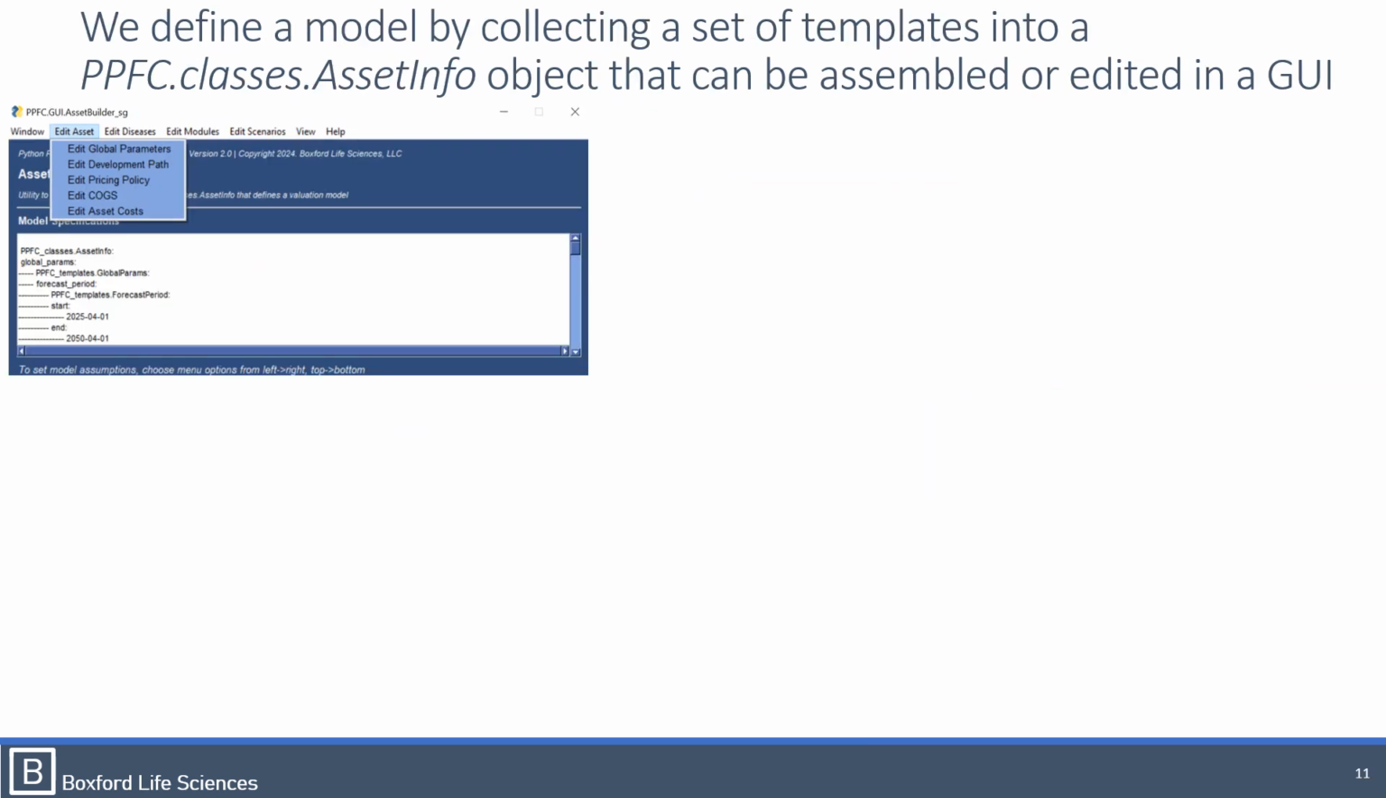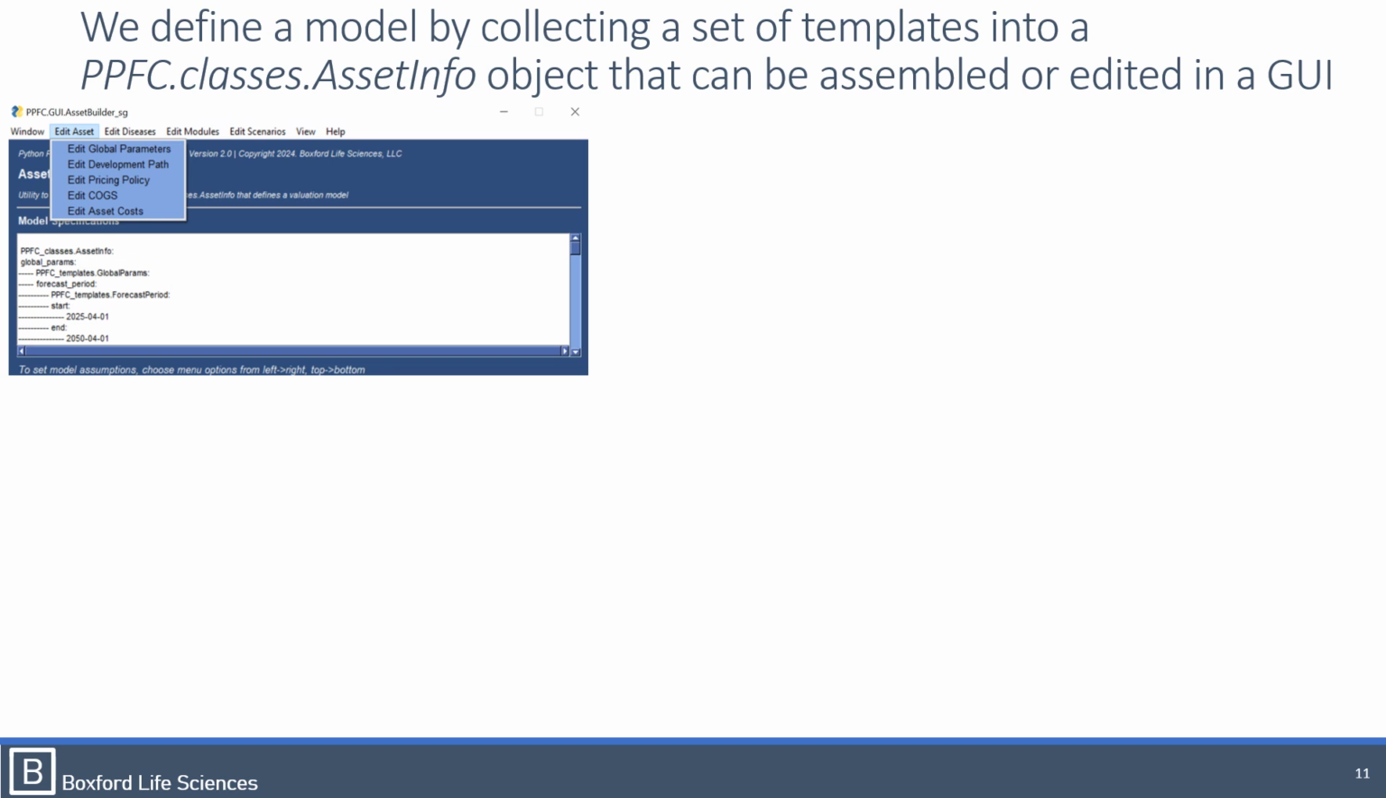The process of defining a model then becomes one of collecting a set of templates that collectively describe the market dynamics that we want to see. And we have an object called asset info within PPFC that's structured to accept these templates, stitch them together, and that's what PPFC uses in order to generate the model.